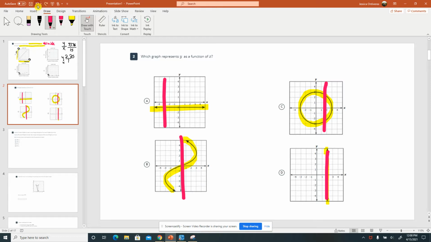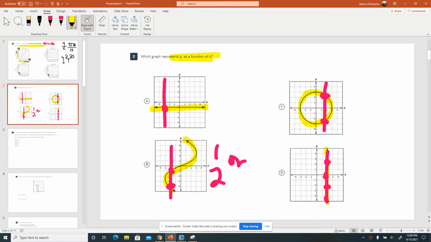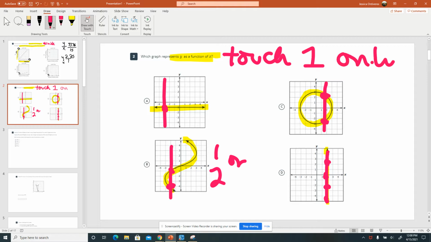Yeah, but what if somebody else draws it over here? I'm touching 2 points here. So yes, here you can either touch 1 or 2 points. Here you touch 2 points. Here you touch all of them. And here you just touch 1. Okay? Now, in order for it to be a function, you have to only touch 1 point. If you touch more than 1, it's not going to be a function. So you need to touch only 1 point.